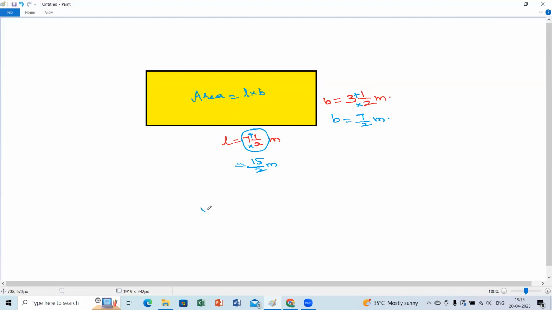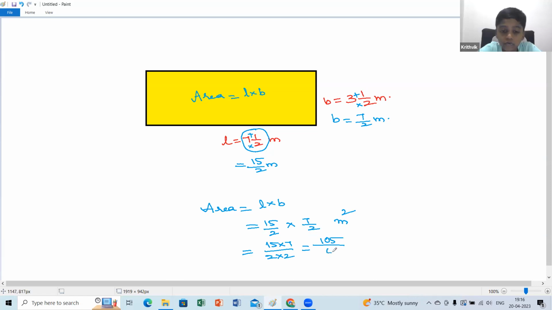Come on, children. Now area is nothing but, what is the formula for area? Length multiplied with the breadth. Length is 15 by 2 meters, as well as breadth is 7 by 2 meters. So area can be measured in square meters or meter square. So numerator with numerator, denominator with denominator. If any cancellation is there, you can do it, but here there is no common factor in numerator and denominator. So you can directly multiply. 15 times 7 is how much, children? 105. 105 divided by 4.